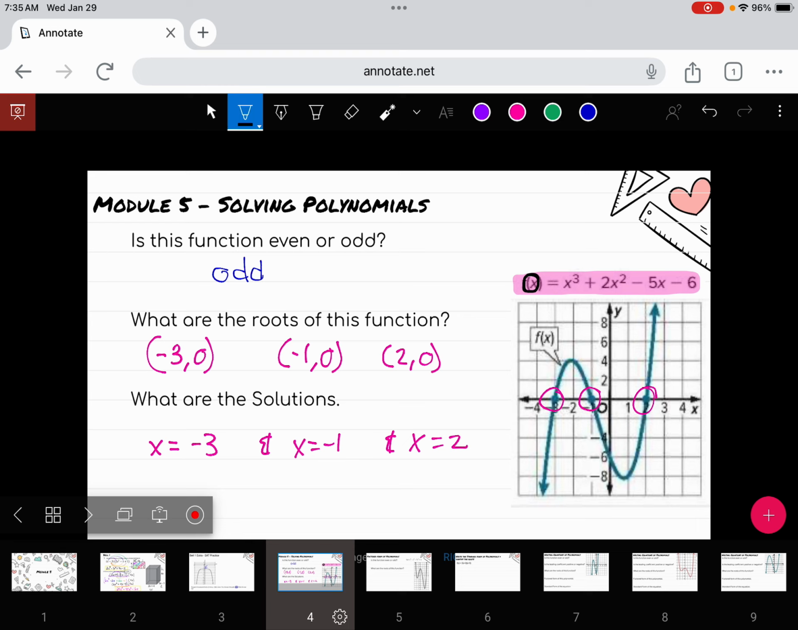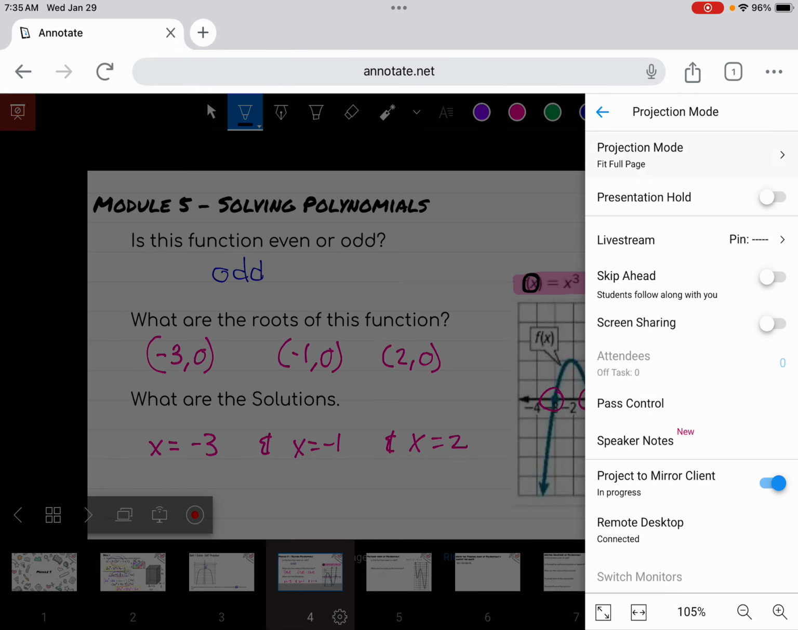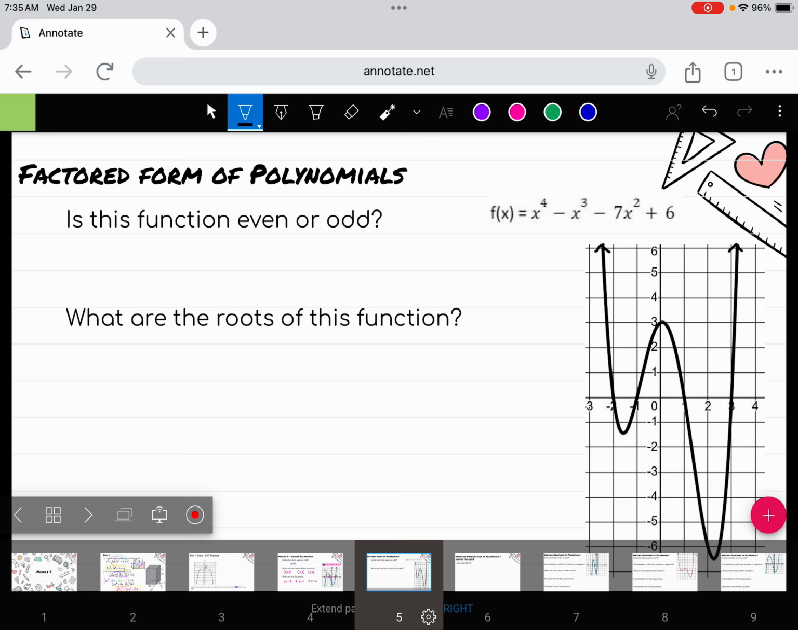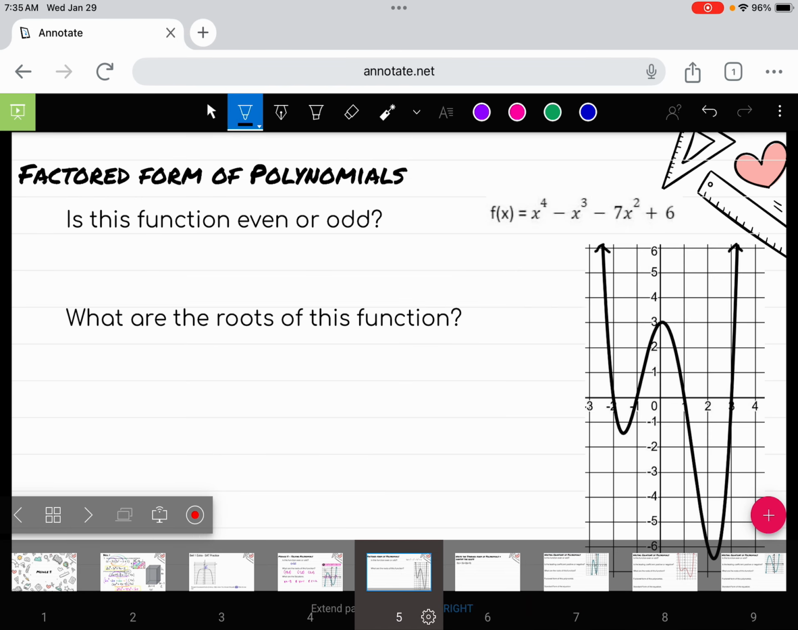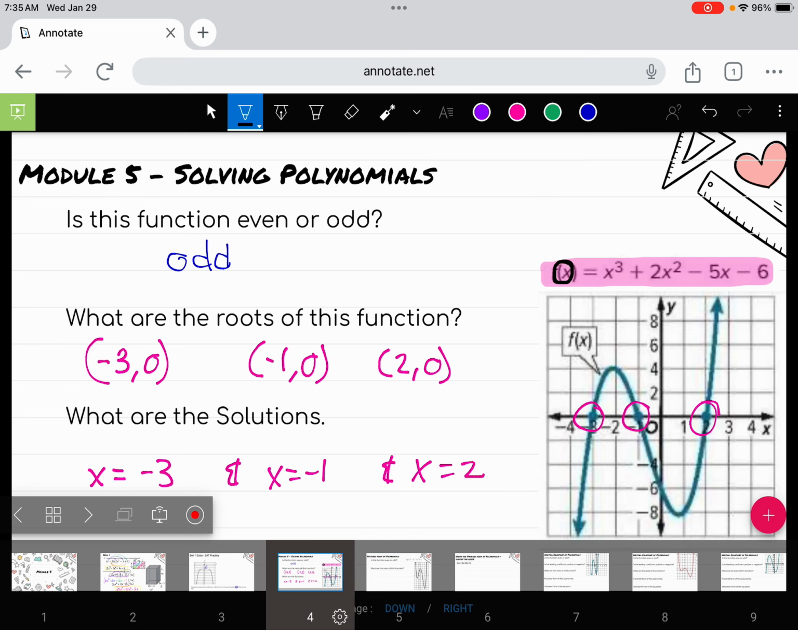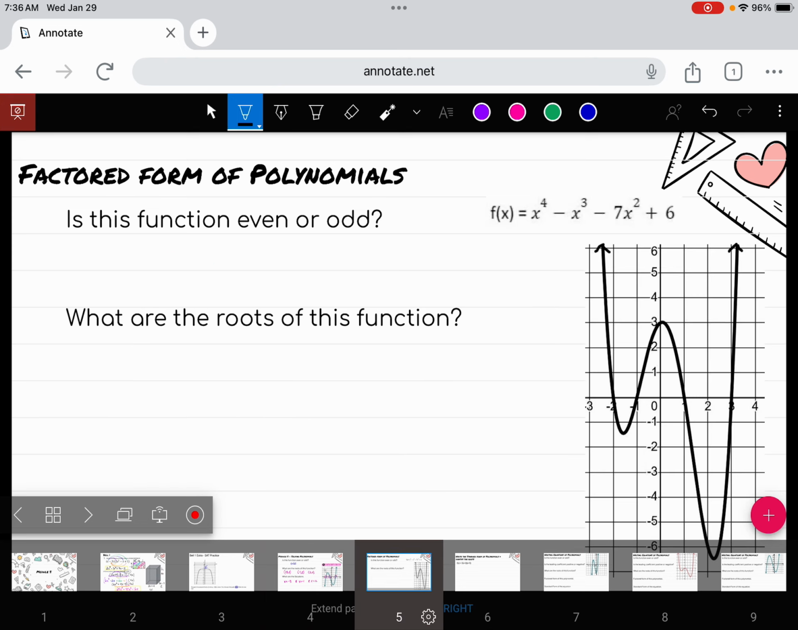So we can see those on here. And what we can do with this is write the factored form of the polynomial, which we'll do later. Because we're going to practice identifying these pieces, making sure we know where they're coming from, and we'll see where those go. So we're going to do that same thing again with the next picture. That's all we're doing with that first picture. What are our roots? What are our solutions?